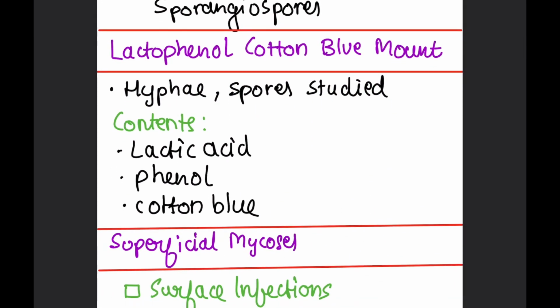Then moving ahead to lactophenol cotton blue mount, also known as LCB in short. So here the spores and hyphae are studied with this, lactophenol cotton blue. So what are its contents? As the name suggests, it has lactic acid. Then phenol is also present, as the name suggests. Lacto refers to lactic acid, and then phenol, and then you have cotton blue.